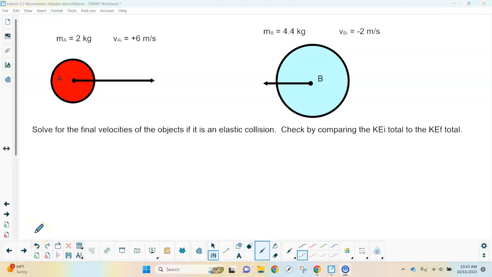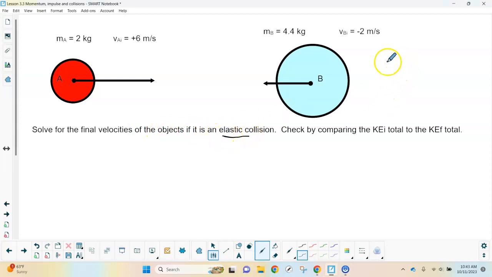All right. So we have this object A here in red, which has a mass of 2 kilograms and is moving initially at 6 meters per second going to the right. And we have the light blue object B, which is bigger, it's 4.4 kilograms, and it's going slower, 2 meters per second going to the left. And we're going to solve for the final velocity of each object in this elastic collision.